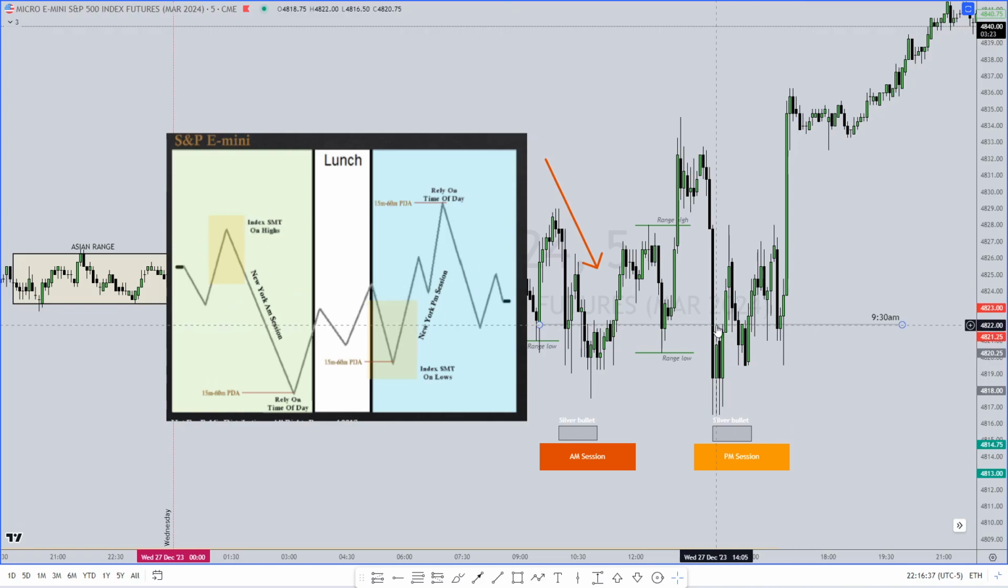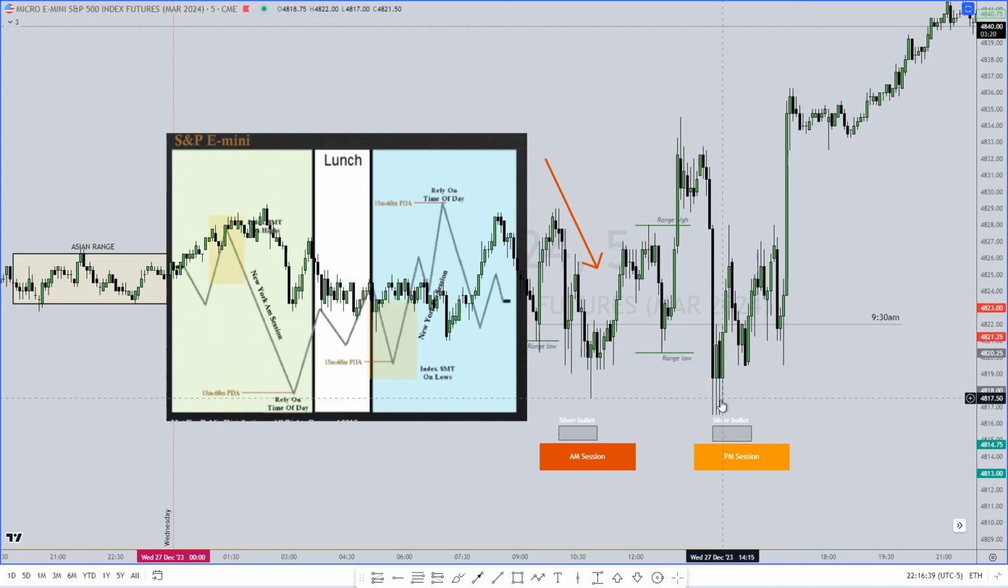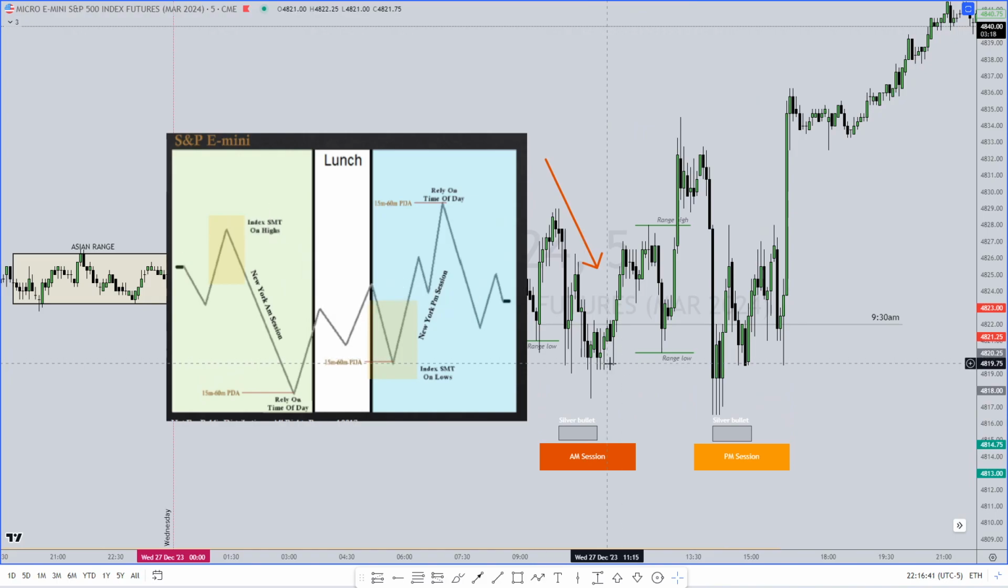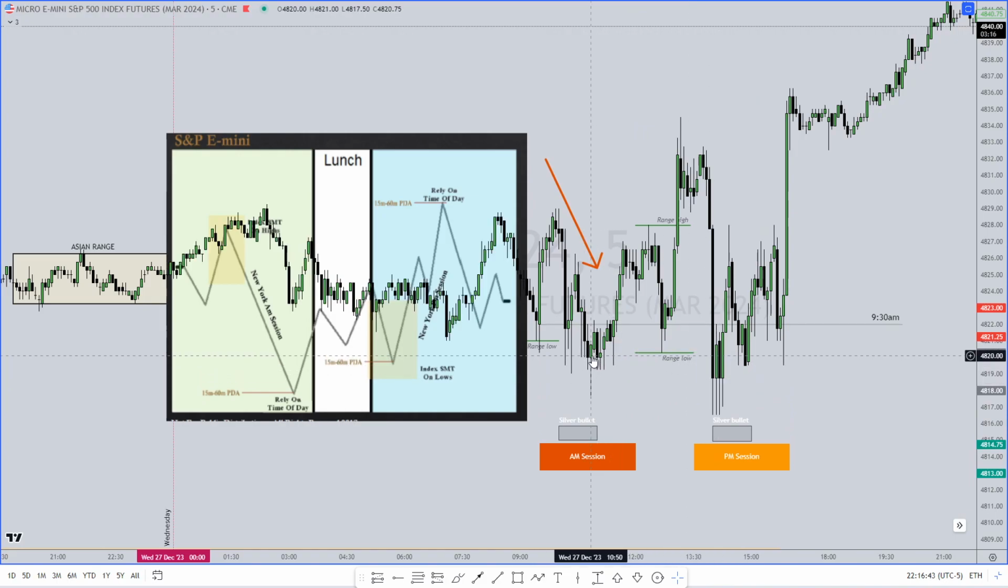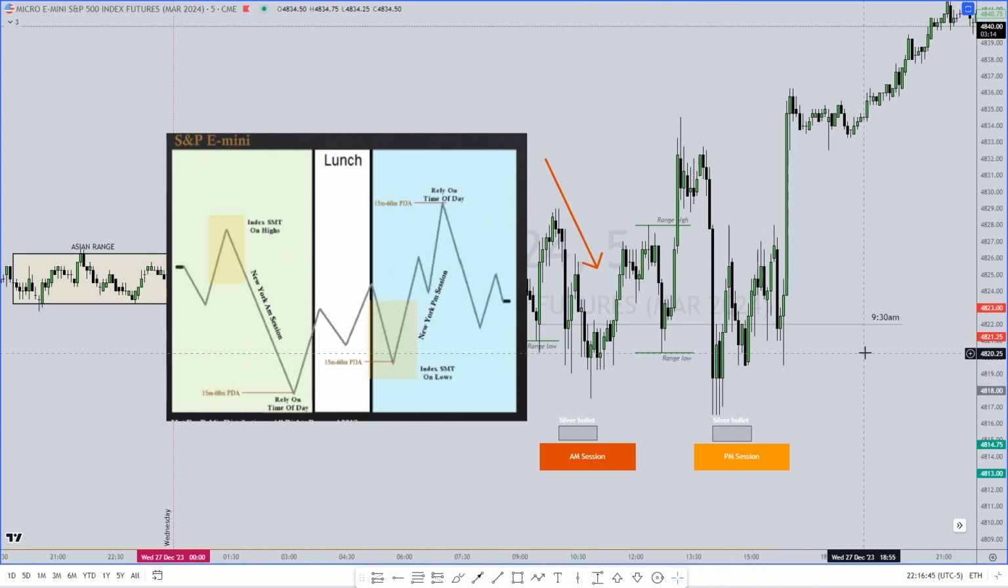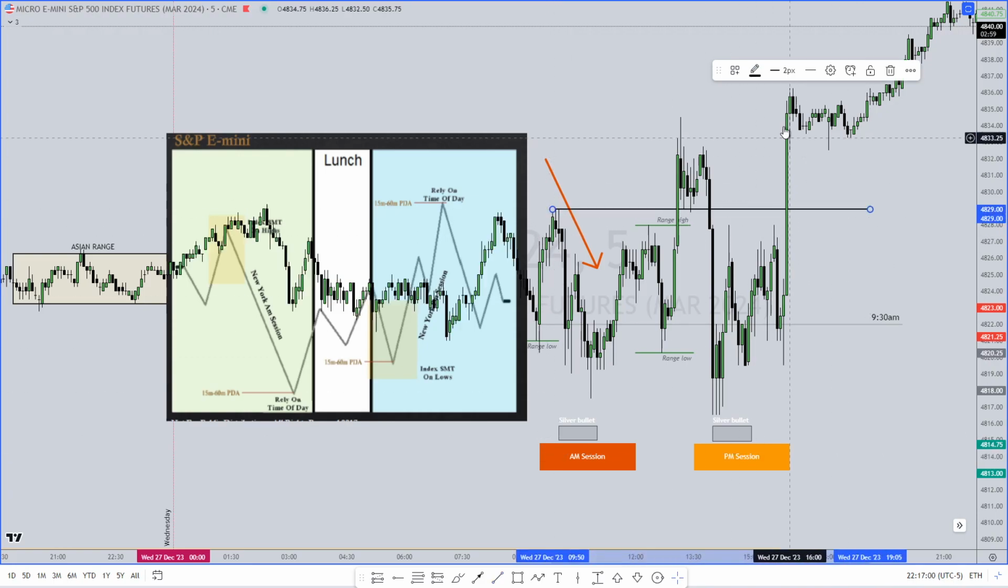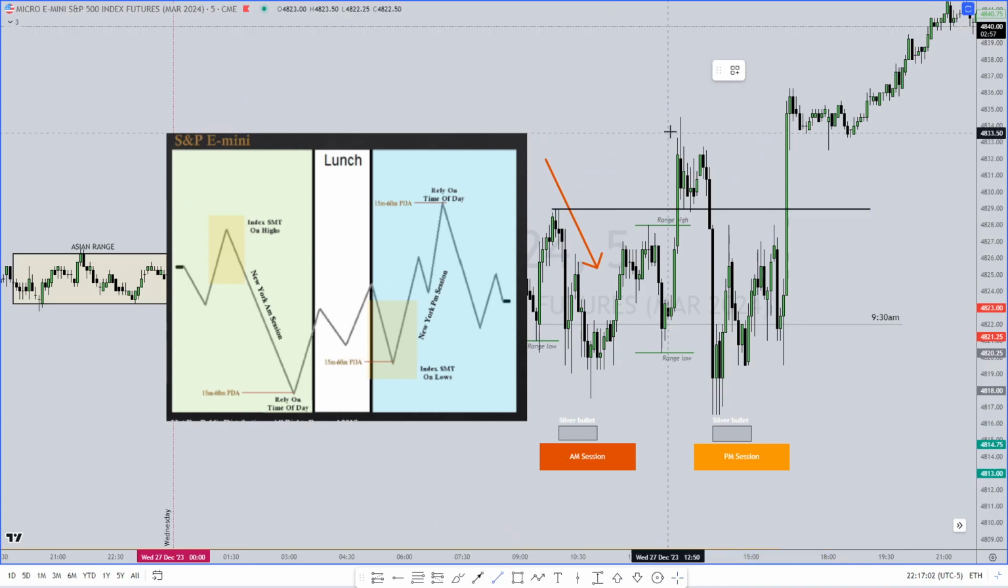So we get back that 9:30 run. Here's that Silver Bullet. Bodies challenge both the lunch low and the AM low. Then we see that push up. We're expecting to see price clear both the AM high and the lunch high. So that AM high from 9:30 is here, and the lunch high is here.